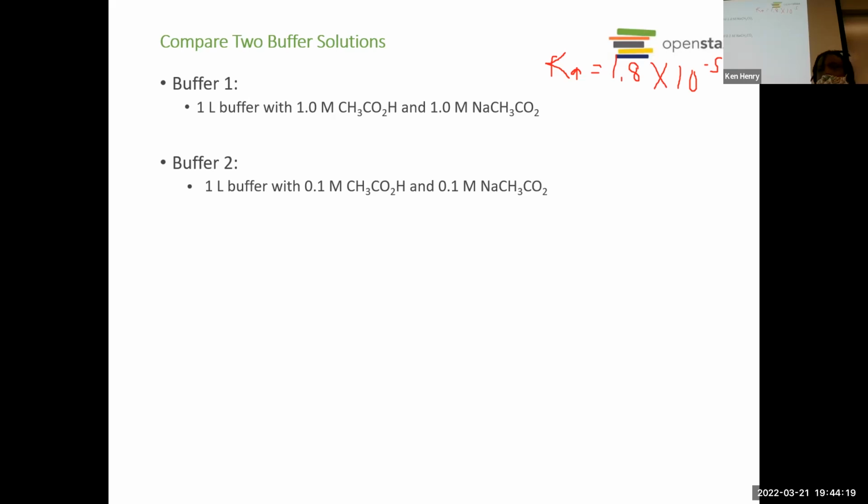Okay, do you have a value? So what am I going to use in this case? Which equation am I going to use? Henderson-Hasselbalch.